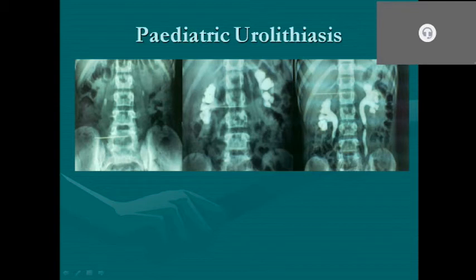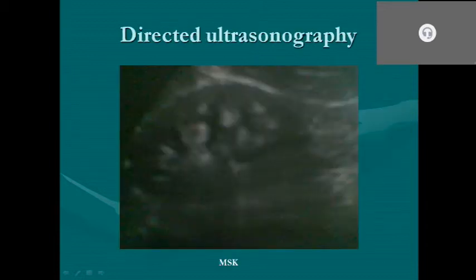The other thing which is of utmost importance is in cases of pediatric urolithiasis. Pediatric urolithiasis is most commonly because of metabolic and genetic causes, as we discussed before. So generally stones are multiple and bilateral, as you can see here. So in pediatric cases you should always evaluate metabolic and genetic causes. The other investigation is ultrasonography.